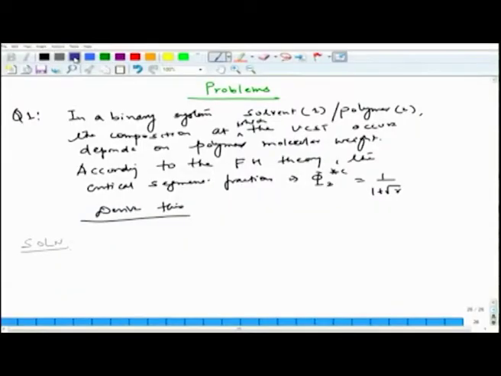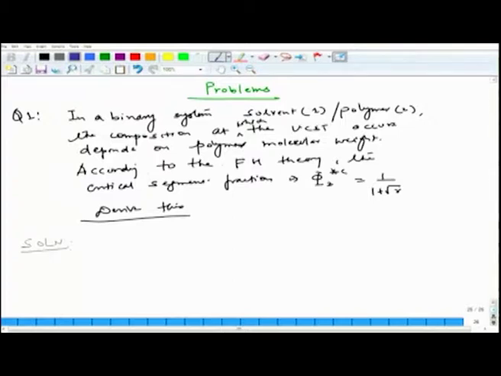Welcome back. In this last lecture of the course, I will be describing three problems. So let us start with the first problem. The first problem states that in a binary solution system of solvent and polymer, solvent is represented by 1 and polymer by 2, the composition at which the UCST occurs depends on the polymer molecular weight.